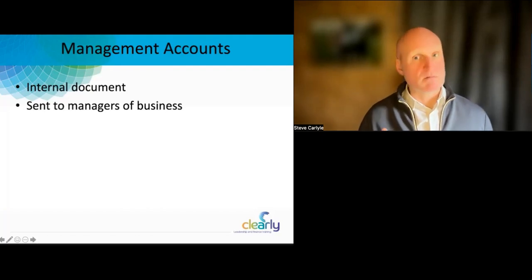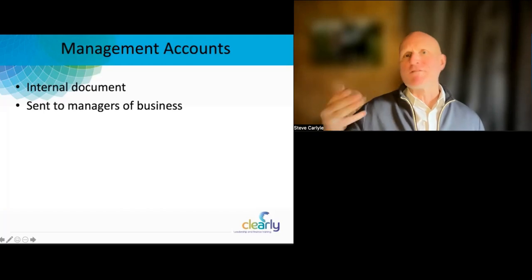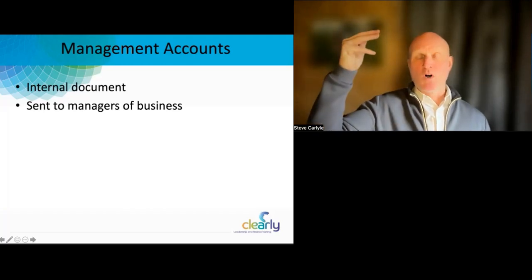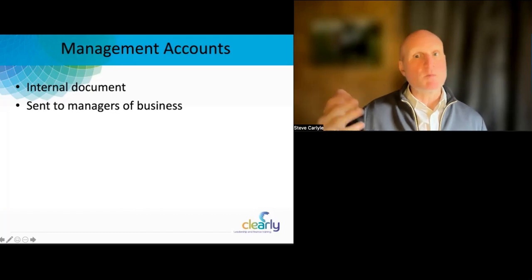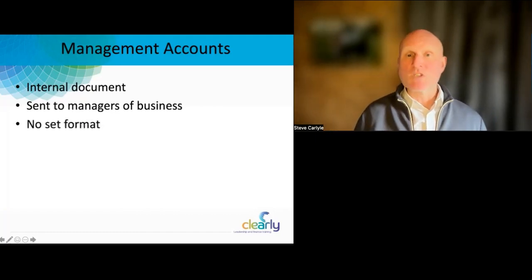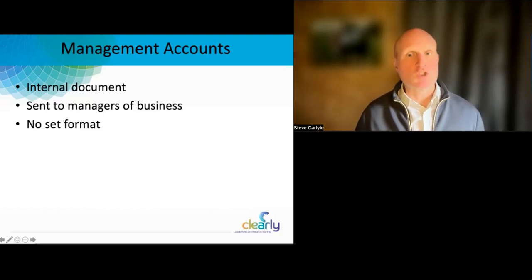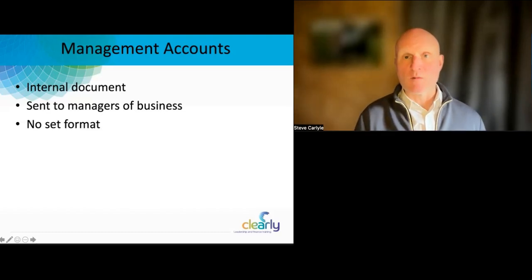So management accounts, as the term suggests, are sent to the managers of the organization, at all different levels, right from the board down to the senior managers, the middle managers, the junior managers, and even supervisors. It depends how your organization is structured. There's no set format, as I've already said. You can have them in whatever format you like. Often in the management accounts, your actual performance will be compared to the budget performance that was set for you at the beginning of the year. We'll be talking more about that in the next slide.